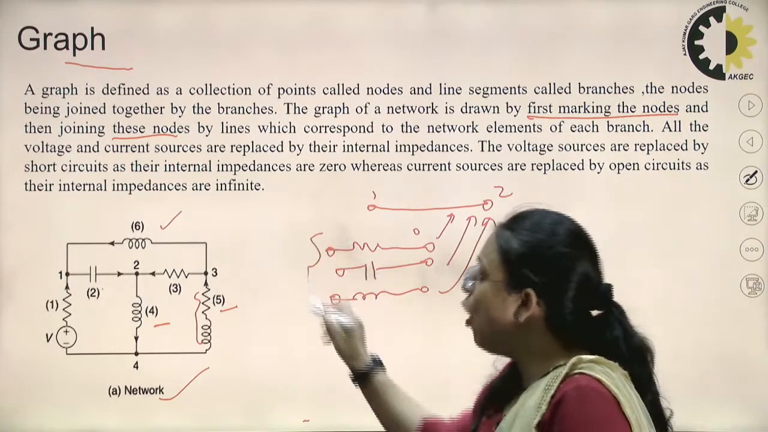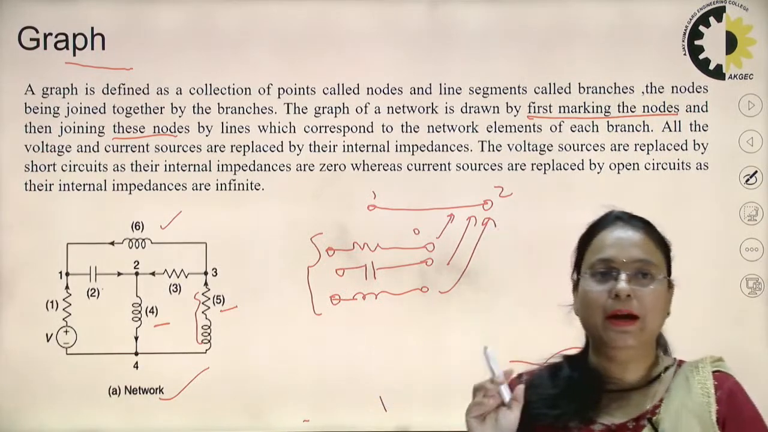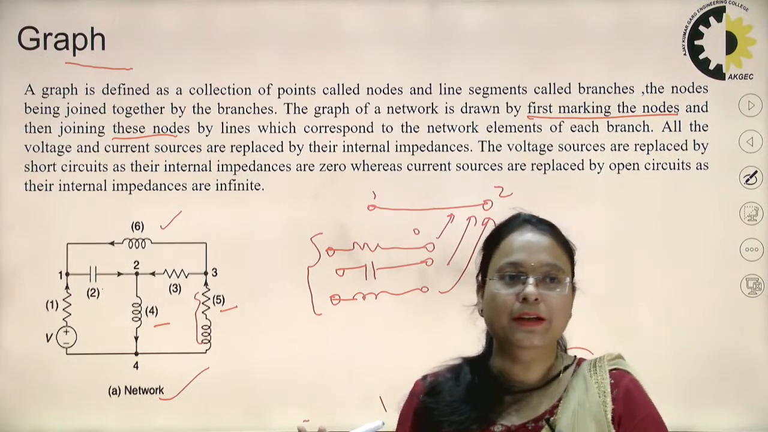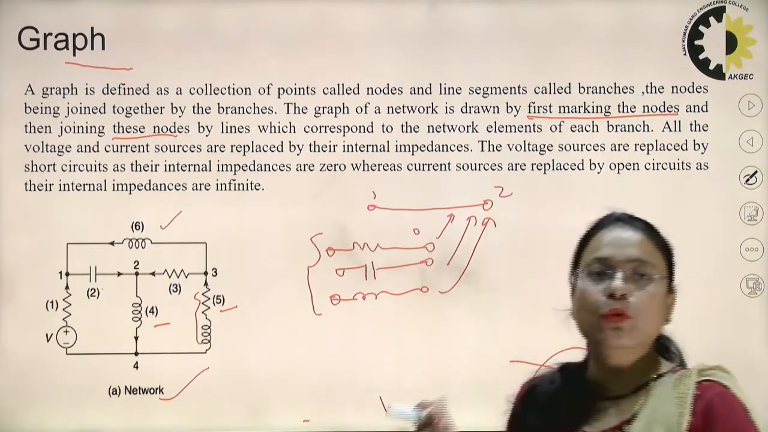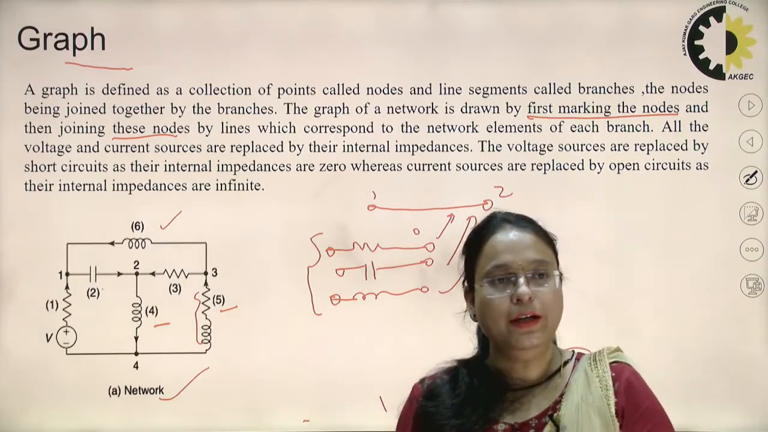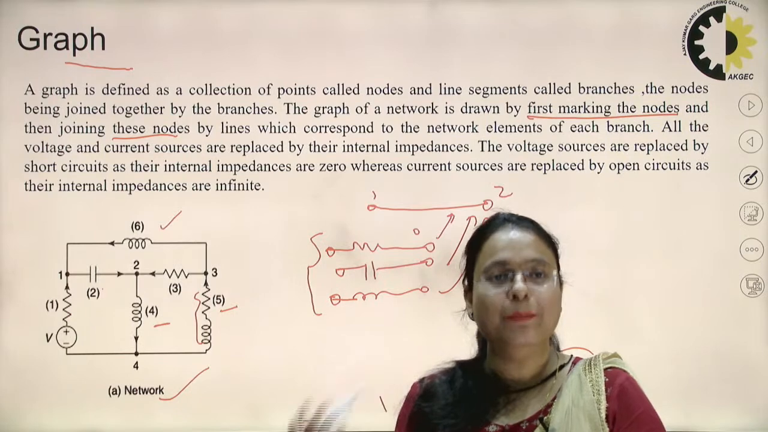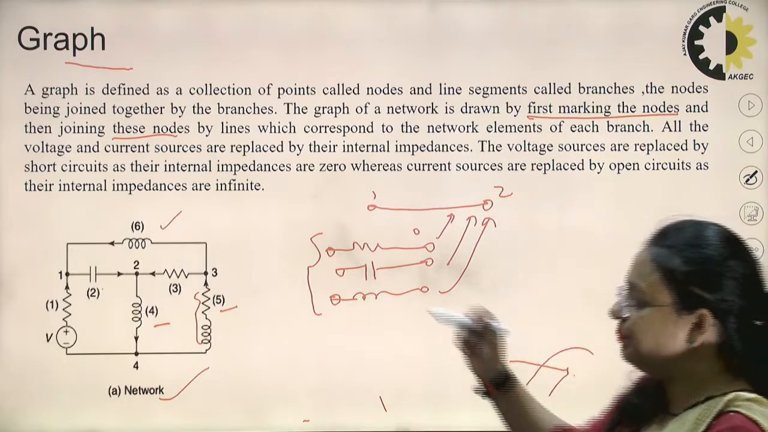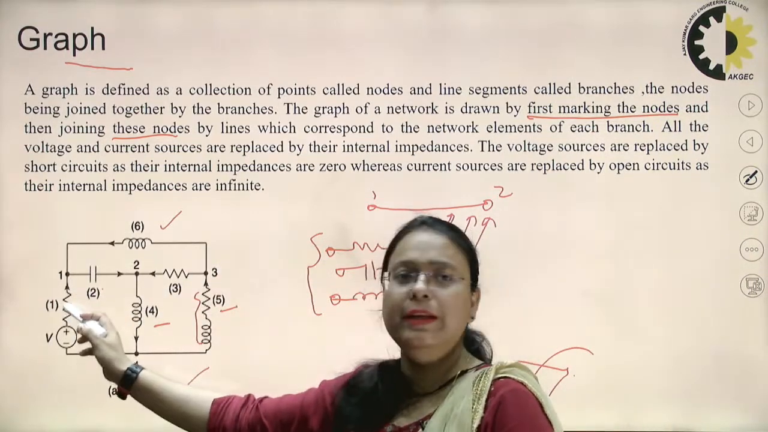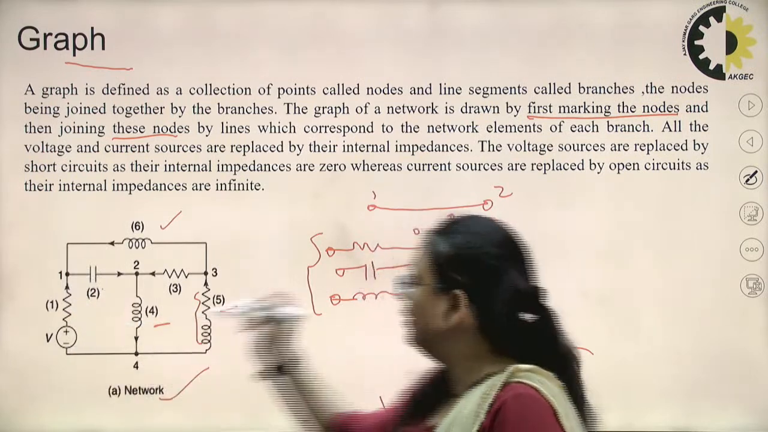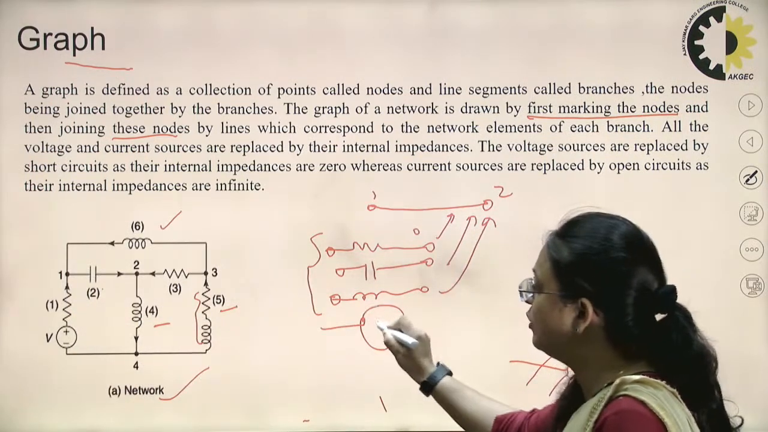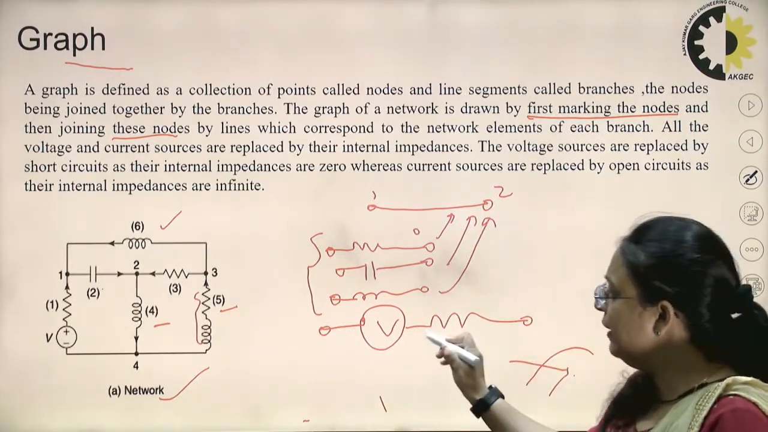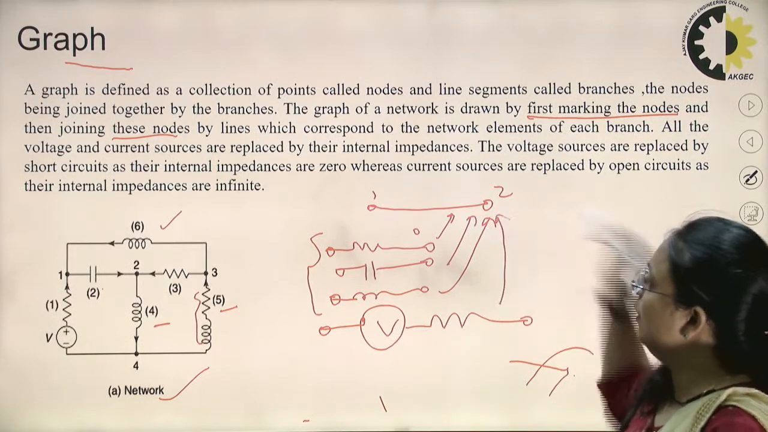As I said, all the passive elements will be represented by a single branch, and the 2 sources, that is voltage source and current source, are represented by their internal impedance, right. That is, the voltage source will be short circuited and the current source will be open circuited. So we can consider a voltage source in series with any impedance as a single branch like this. If I am having this voltage source in series with a resistor or any element, inductor or capacitor, then I can replace this with a single branch.